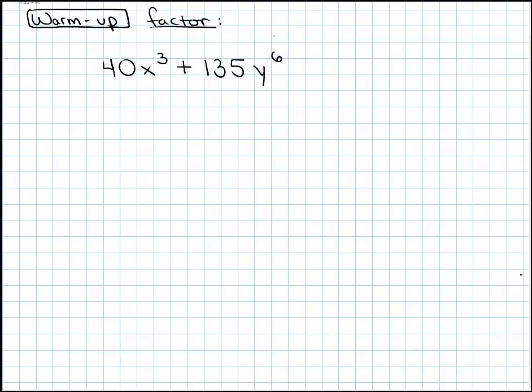To factor out this polynomial, the first thing we're going to do is look for a GCF. So I'll write that down right here. Step 1, always look for a GCF. Alright, what is the GCF? 5. So I'm going to factor out a 5 from both of these terms. What's going to be left over if I factor out a 5?